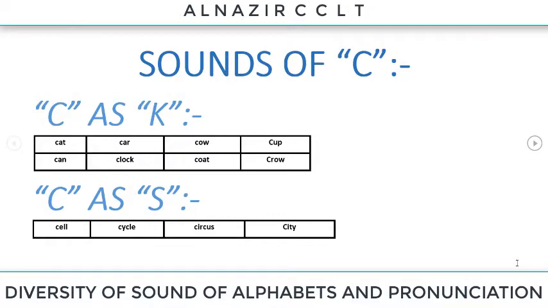Okay students, here is the exercise for you for the variation of the sound of C, C as K and C as S. I have prepared for you the exercise for C's sound variation. C as K, just like cat, car, cow, cup, can, clock, coat, crow. And C as S is the cell, the cycle, the circus and the city.